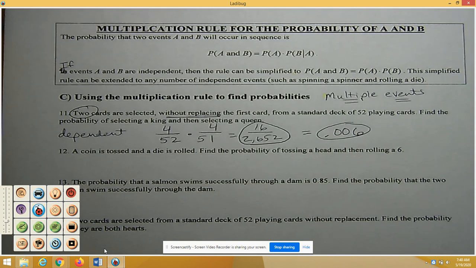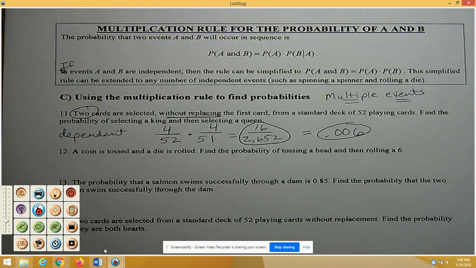All right, you're doing great. We have a few more left on this page, and then we'll be done with our multiplication rule.